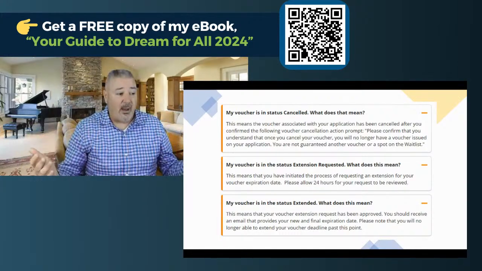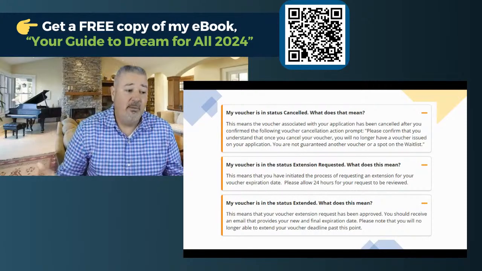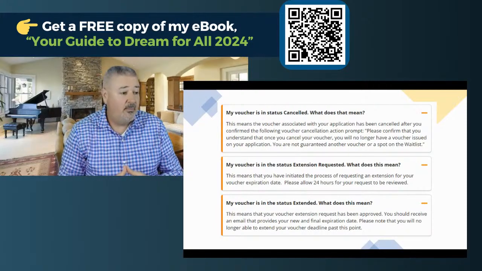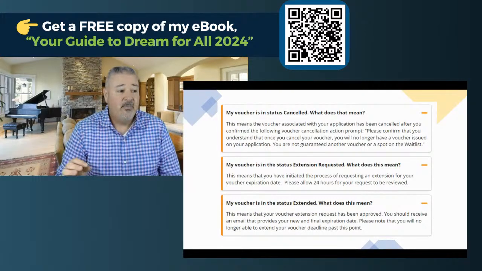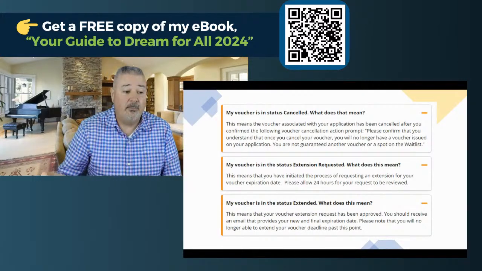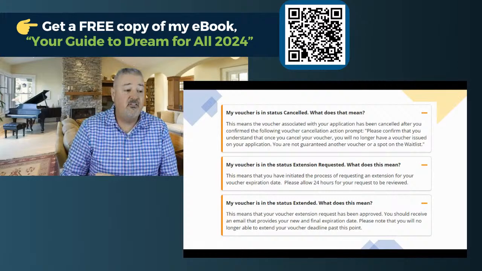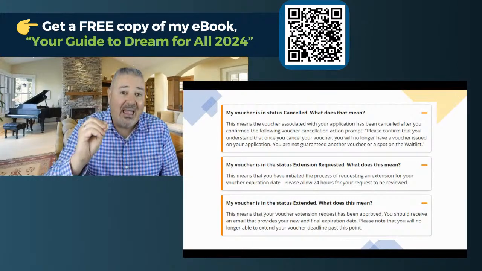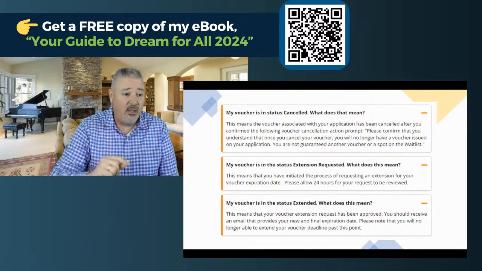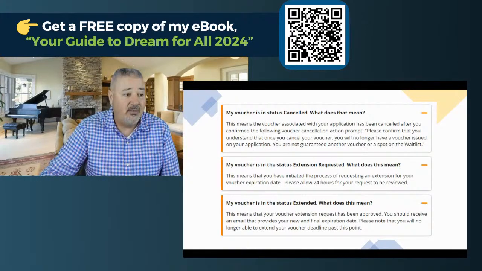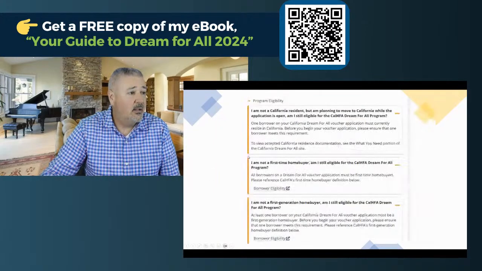And then if your voucher is in the extended status, that means that your extension request has been approved and you should receive an email that provides you a new and final expiration date. That tells me you get one extension only. You'll no longer be able to extend beyond that point. All right, let's keep going here.